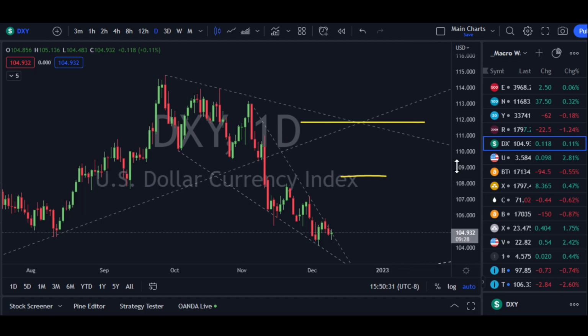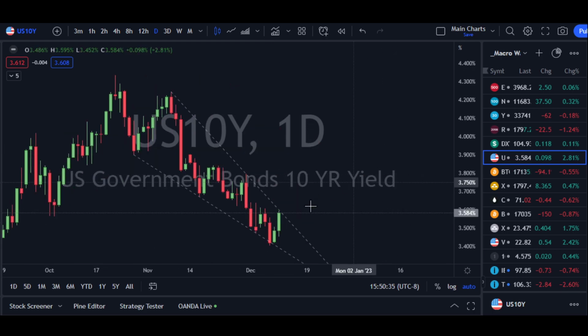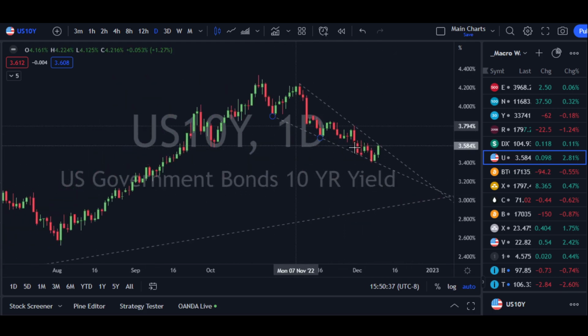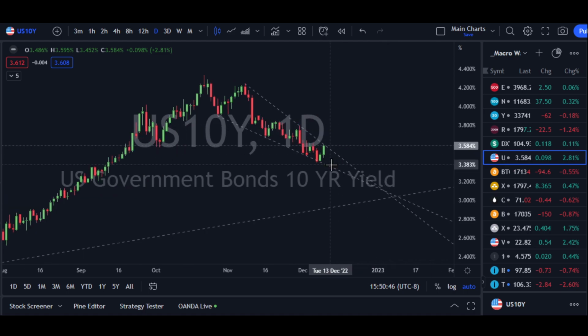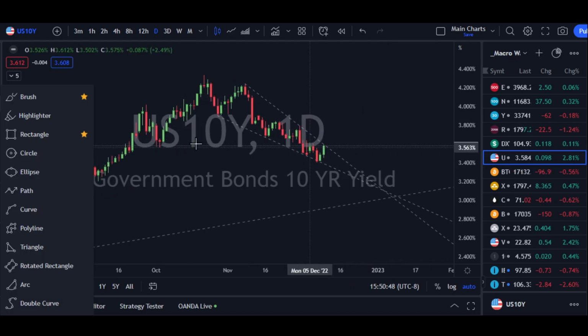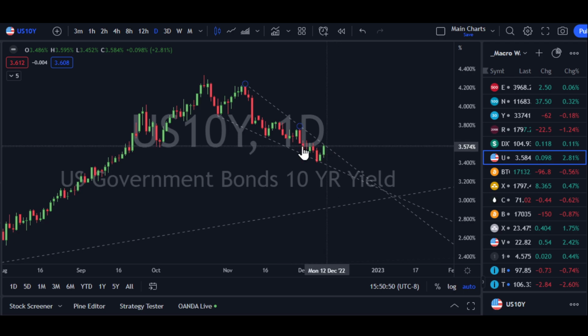So yeah, we'll see what happens there. And then on the yields, we again have kind of this wedge pattern that I drew, and we are at the top at resistance here. So either this is going to break to the upside, and if it breaks to the upside, then I think it'll follow through and it'll move pretty significantly.